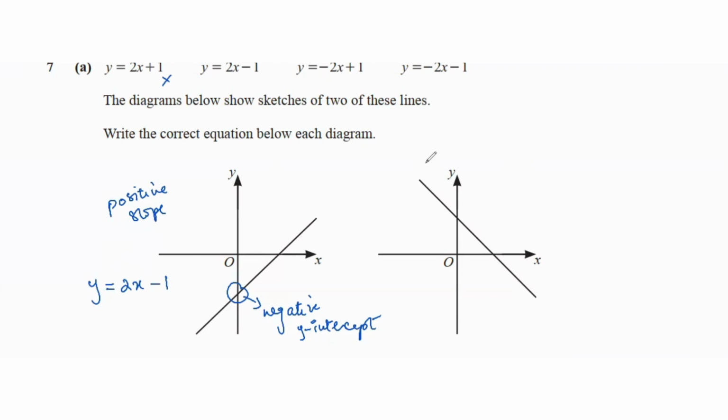And for the other graph now, our direction of the line is completely opposite. As x is increasing, y is decreasing, which means negative slope. Now for the y-intercept, it's above the x-axis, which means it's positive. So if the y-intercept is positive and slope is negative, that brings us to y equals negative 2x plus 1.